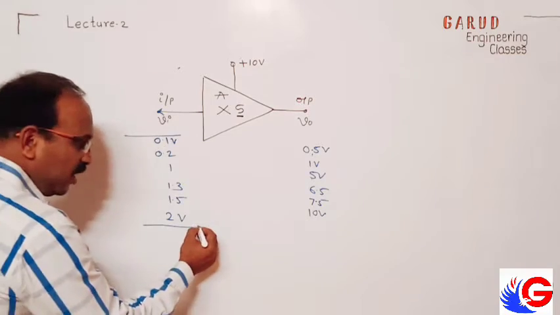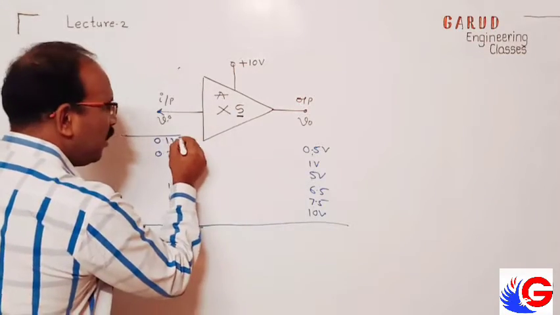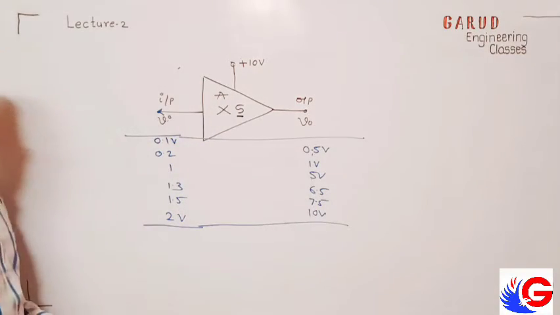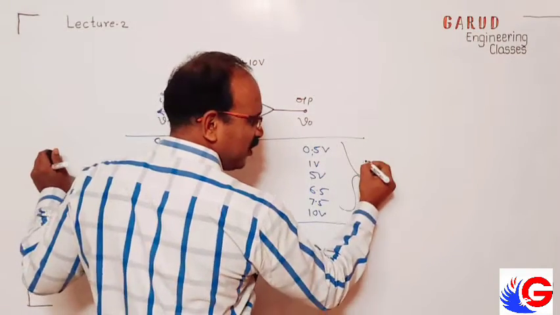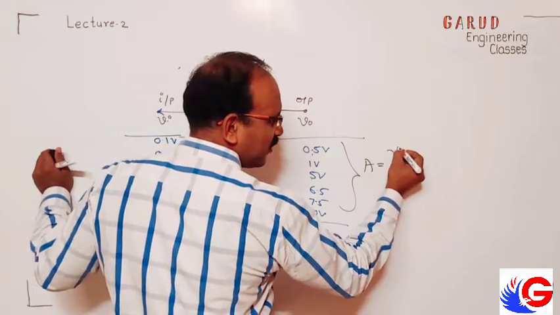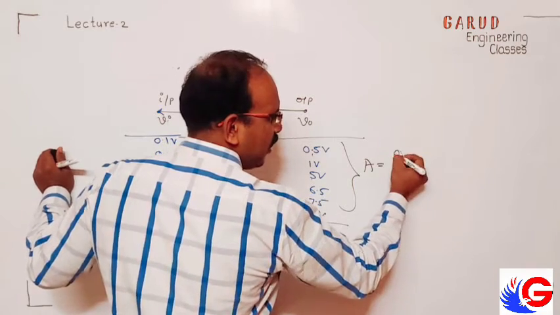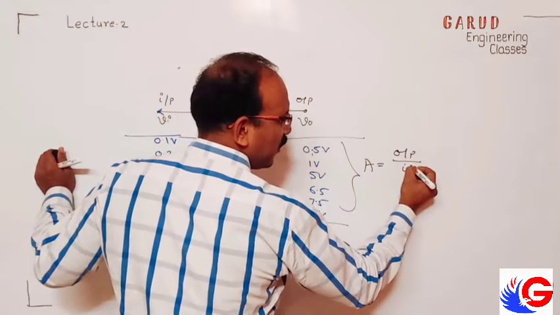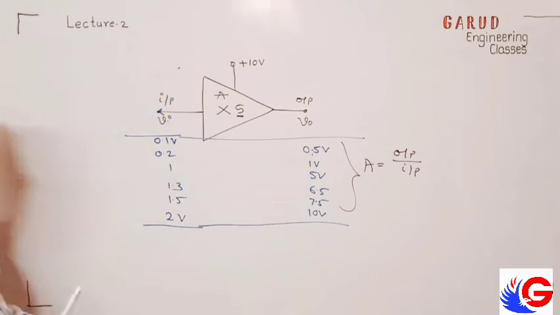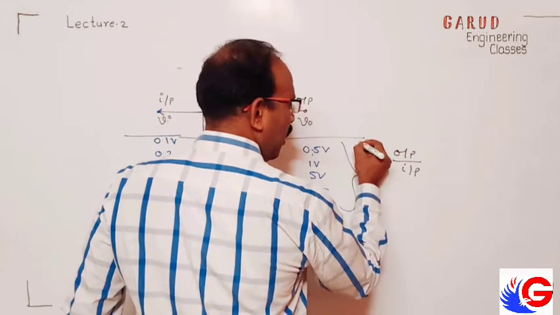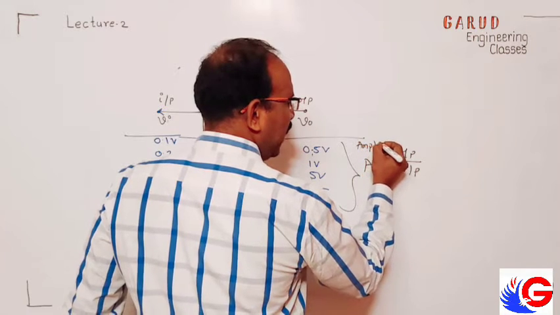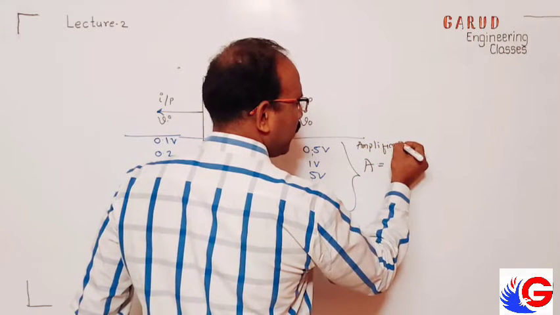Now, here the thing is, what will be below this and after this? What is the amplification factor here in this region? Amplification factor is output upon input. Here I write amplification factor.